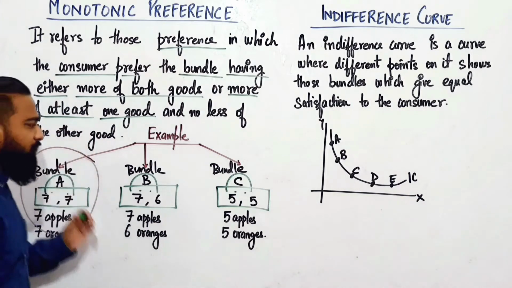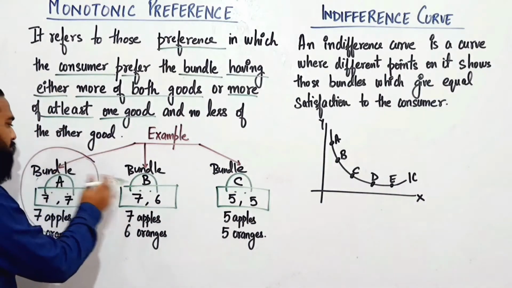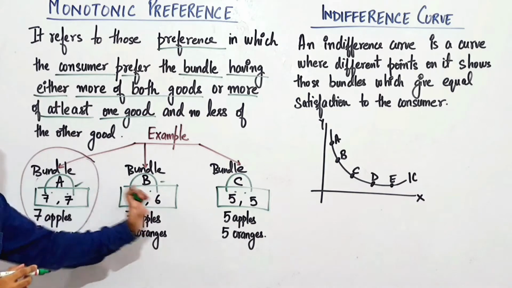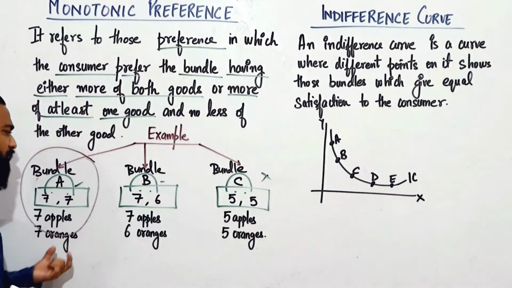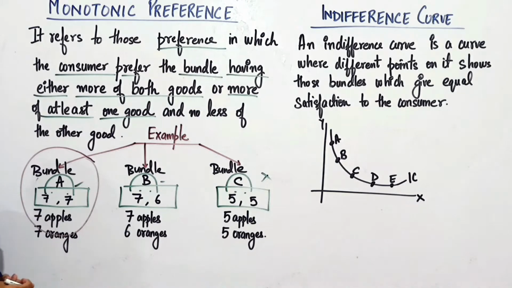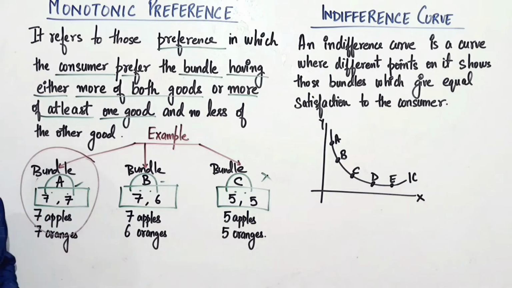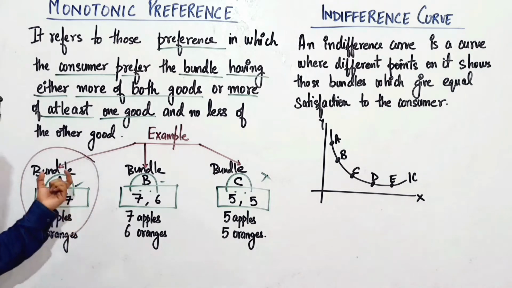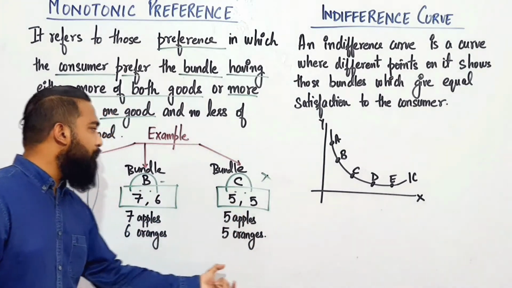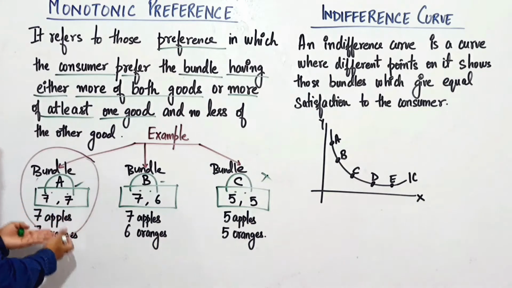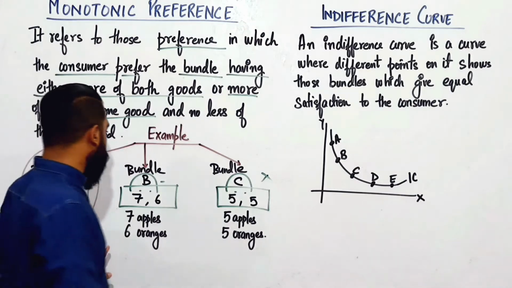Suppose bundle A wasn't there, only bundle B and bundle C. Or take the example of only bundle A and bundle B, with no bundle C. Now tell me which of these bundles you are going to select. Why not bundle B? Because it has one extra orange. That's why you are going to select bundle A and not bundle B. And why are you not selecting bundle C? Because bundle A has more of both the goods. That's why you are going to select bundle A.